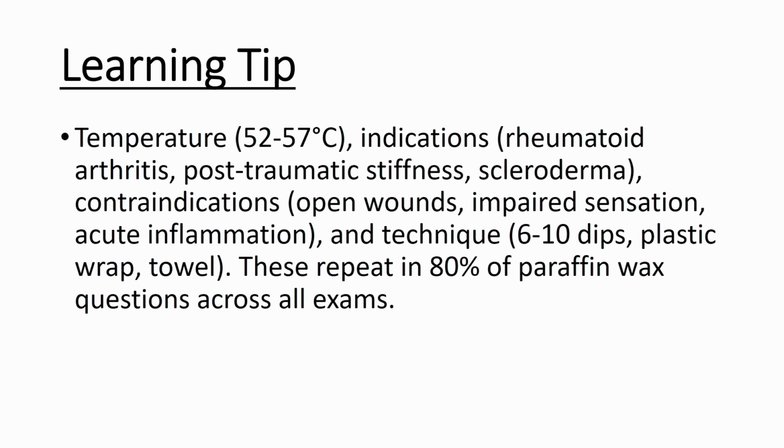So let's start with the learning tip. Temperature is 52 to 57 degrees Celsius. Indications: rheumatoid arthritis, post-traumatic stiffness, scleroderma. Contraindications: open wound, impaired sensation, acute inflammation. Techniques: 6 to 10 dips, plastic wrap, towel. This repeats in 80% of paraffin wax questions across all exams.